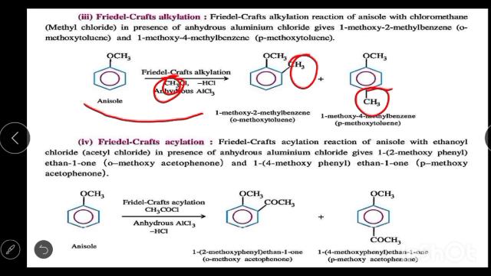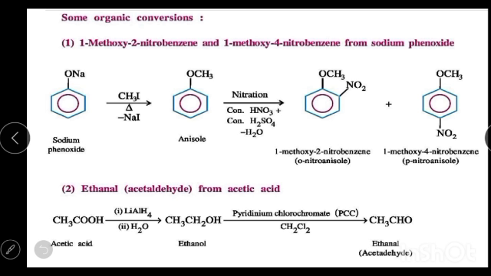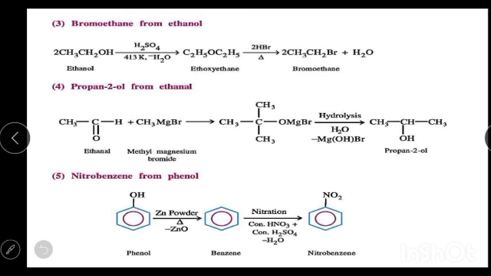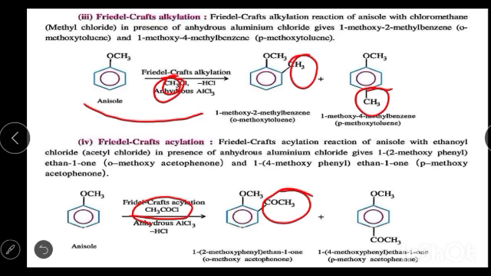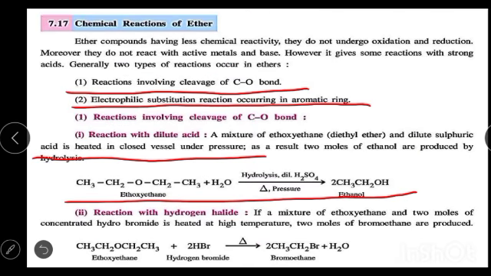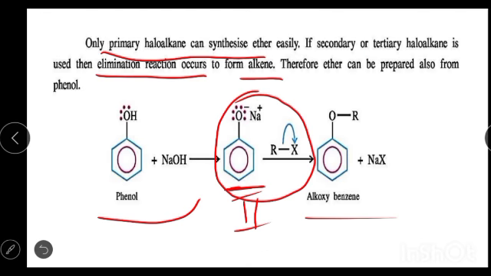That is also an ortho or para compound. So we can call it ortho methoxytoluene and para methoxytoluene. And in Friedel-Crafts acylation, an acyl group will be introduced. That is the COCH3 group, that you can see here. Similar to alkylation, the COCH3 group will be introduced. There are some organic conversions which these ethers produce, but these are not in our syllabus. And we'll discuss the physical properties of ethers. These were about the chemical properties.